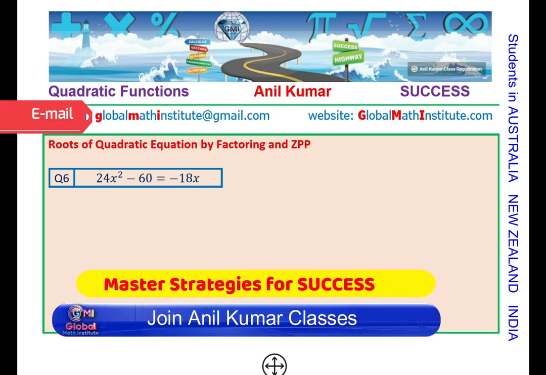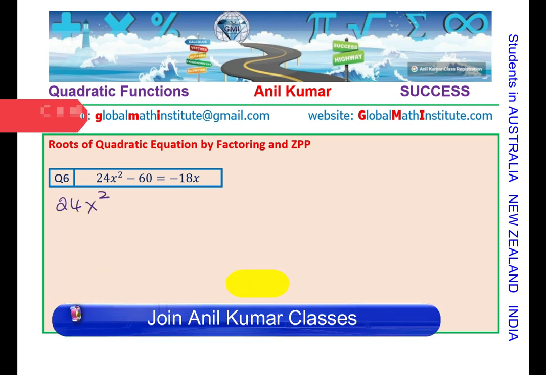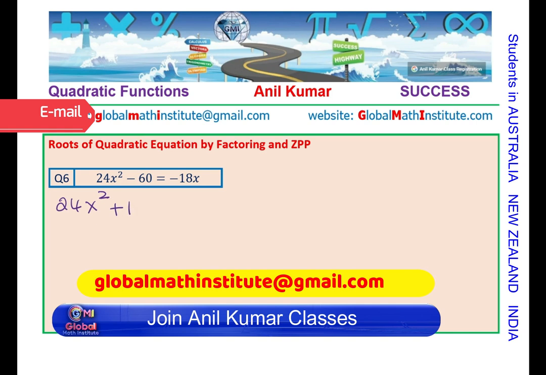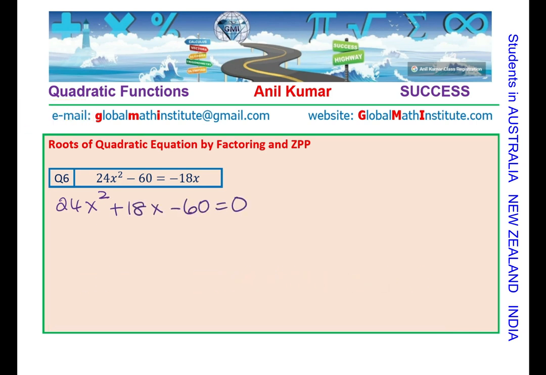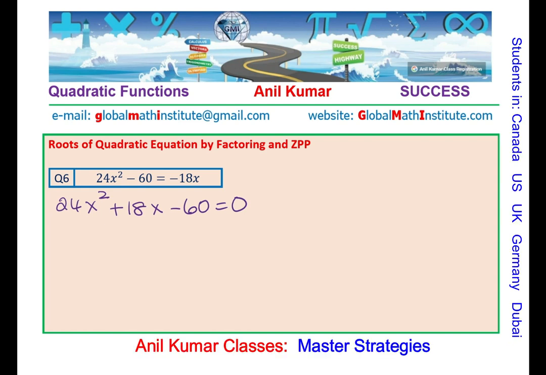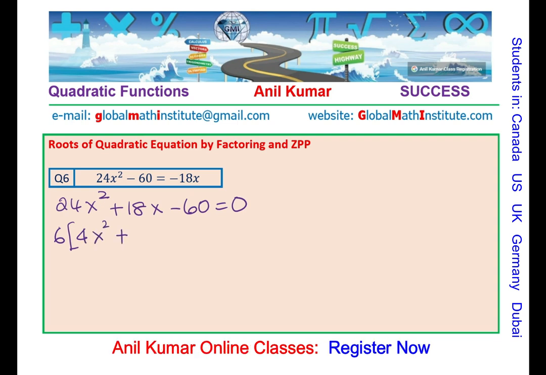So first step, bring them all together. So we have 24x squared, and then properly write them, right? So I wrote 18x first, right? And then minus 60 equals to 0. Now, do you see any common factor in this? Well, 6 is common, right? So 6 we could factor out first. Put square bracket. 6 times 4, 4x squared. 6 times 3, 3x. Minus 10 equals to 0.